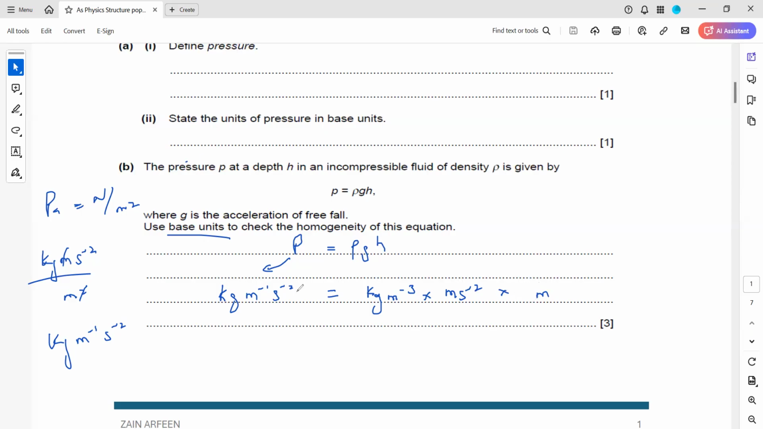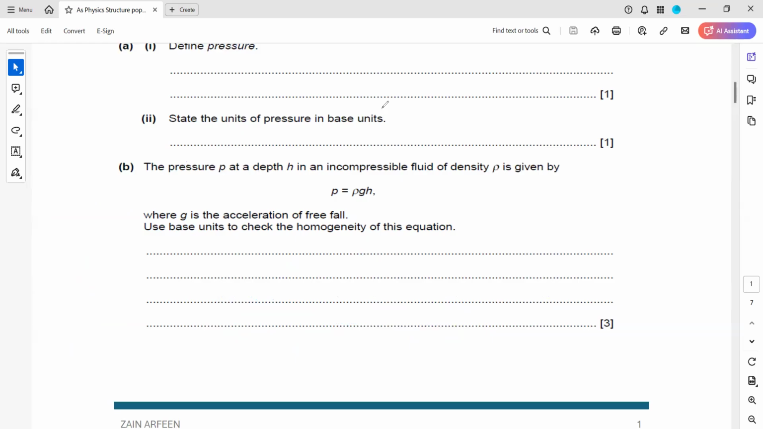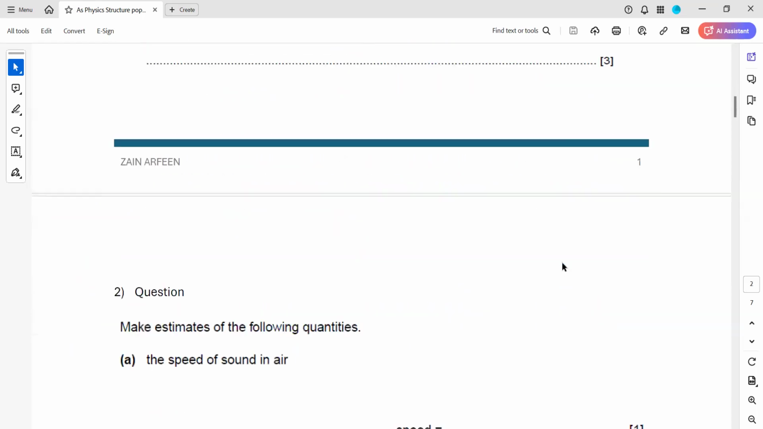So when you simplify this, it will be kilogram. Meter is -3, 1 and 1. So what will it become? It will become -1, because -3 plus 1 plus 1 is -1. And second is -2. So this equation is homogeneous. How is it homogeneous? Because we have the same base units on the left and on the right hand side. That's why this equation is a homogeneous equation.